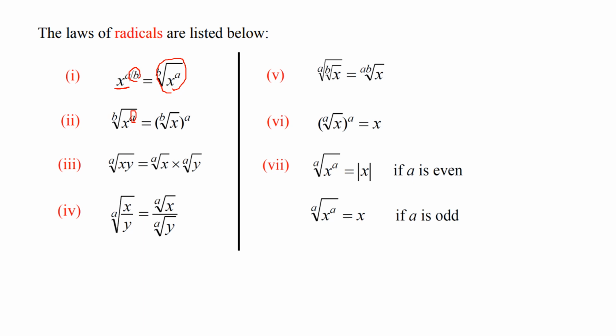Then a-th root of x, the whole power a. We have the same number on the root, so it will be cancelled. We have x. Actually, the seventh rule is also the same, but there is a small difference. Here the power is outside the root, but it is inside the root. If it is inside, we have two cases. If a is even, then we have modulus of x. If a is odd, then only x.